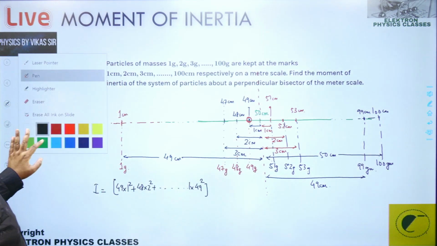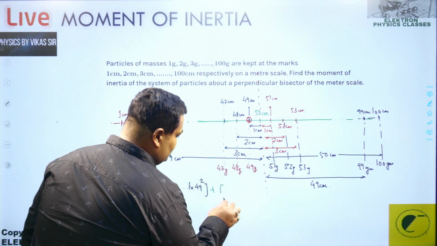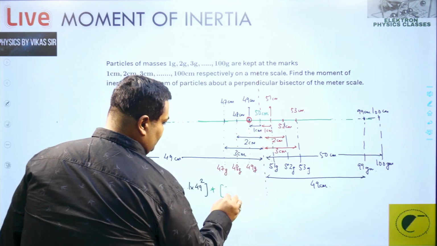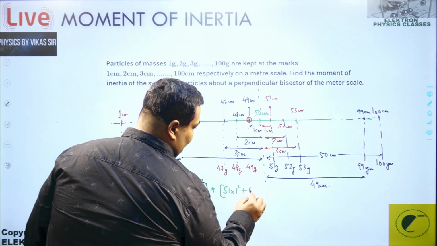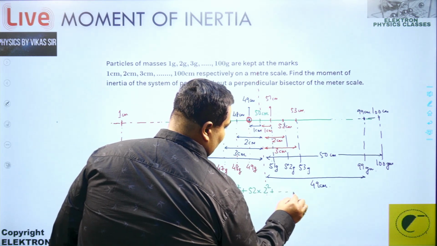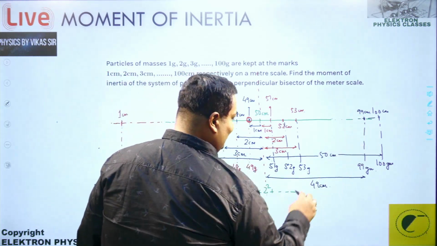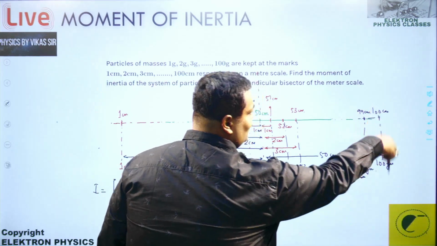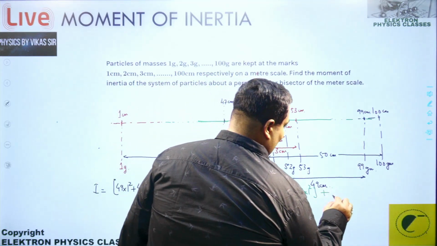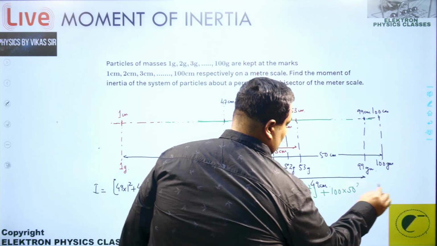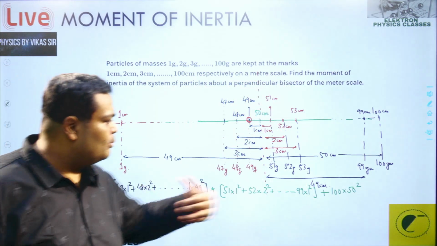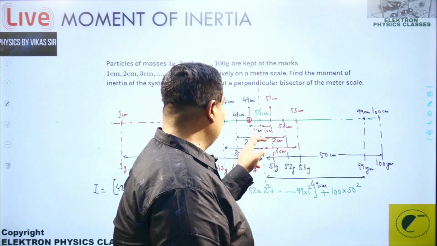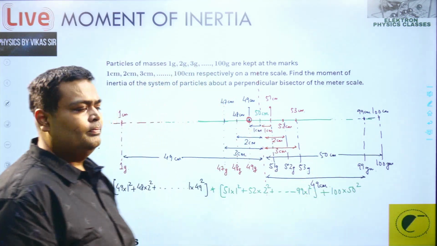Then comes the right side particles. So for the right side particles, let's start. That's 51 into 1 square plus 52 into 2 square, and so on. Then this 99 into 1 square. And plus this last particle, that is 100 into 50 square. That's the moment of inertia of all the particles. m into r square, m into r square, and so on.